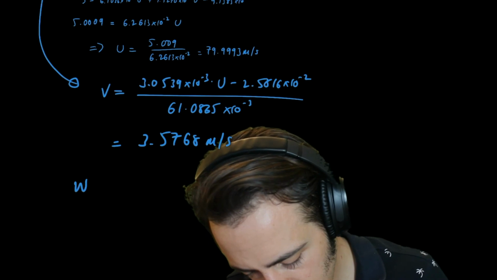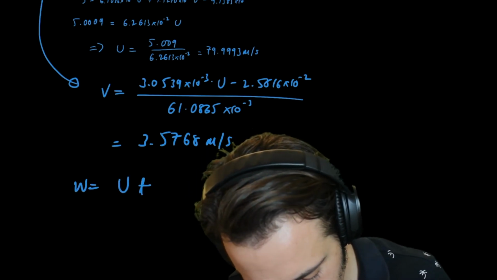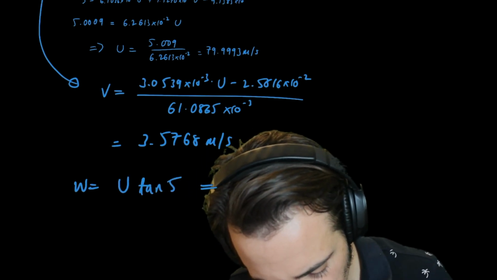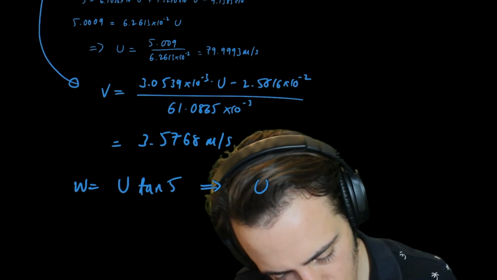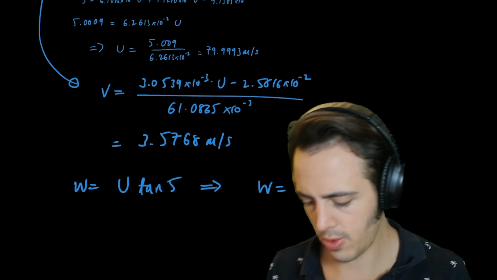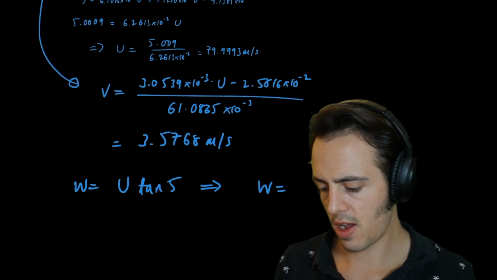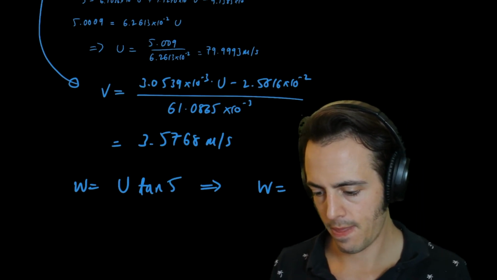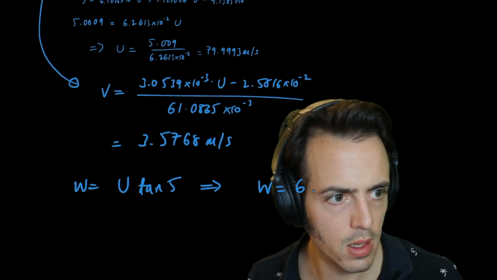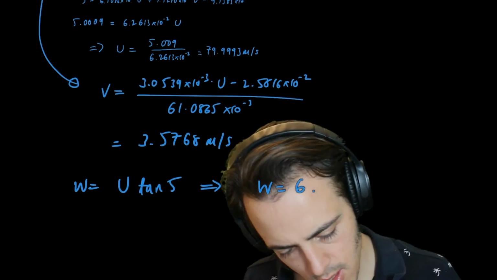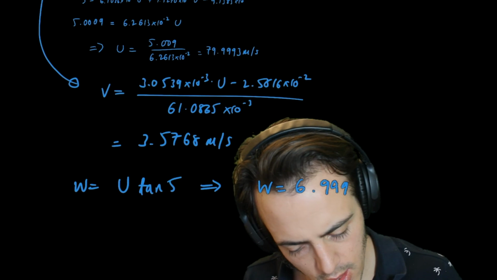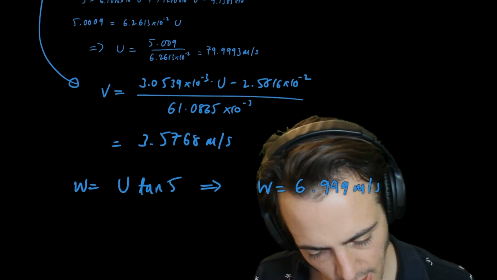And then we can get w from w is equal to u tan 5, which we had earlier. So w is equal to 79.9993 multiplied by tan of 5, which is 6.999 meters per second.